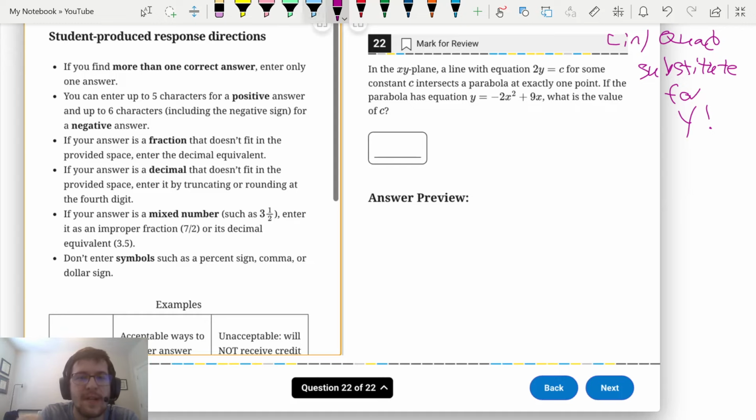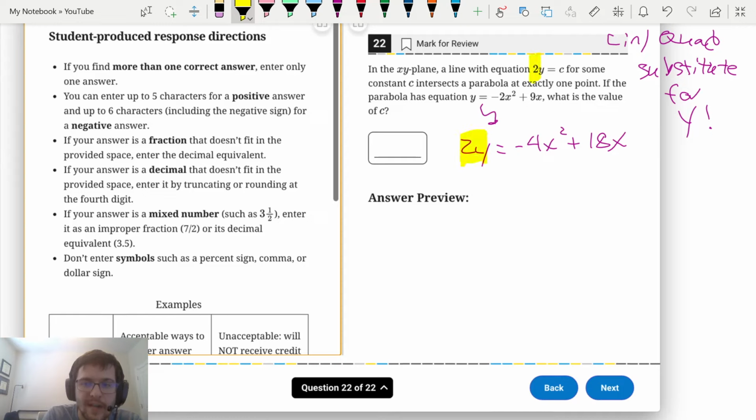Anyway, so what I did was, I was like, oh, this is a 2y, and I didn't want any fractions. So I was like, why don't I change this guy into a 2y? So what I did was I multiplied that guy by 2, and I got 2y equals negative 4x squared plus 18x. And now that they're both 2y, I can substitute c into here. So like this. So I get c equals negative 4x squared plus 18x.